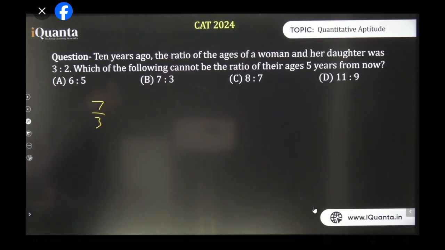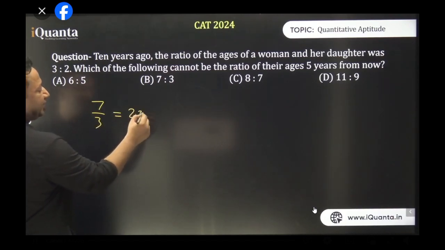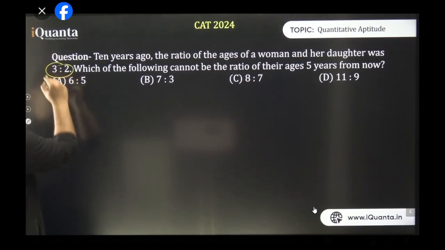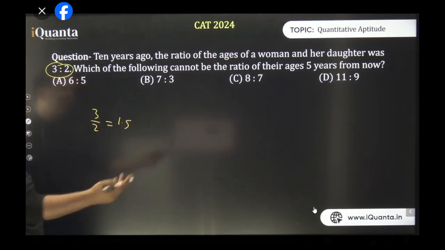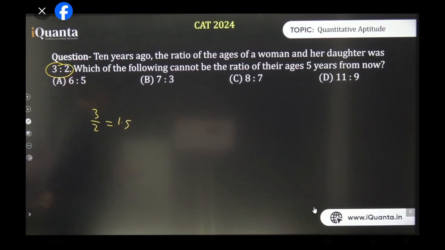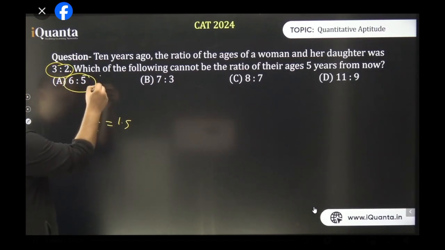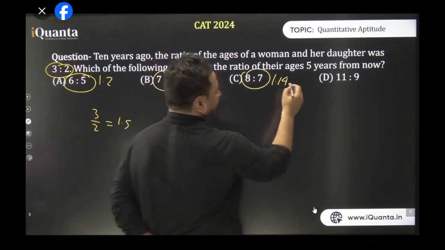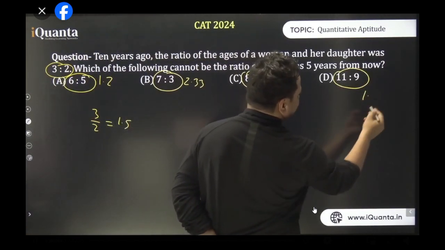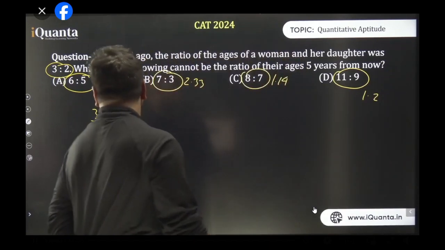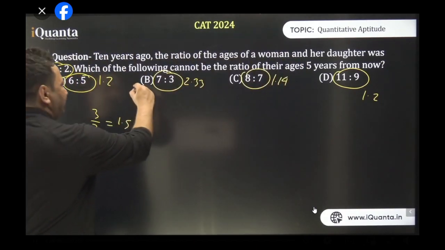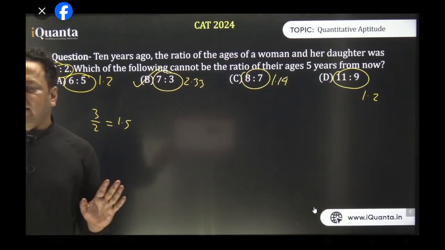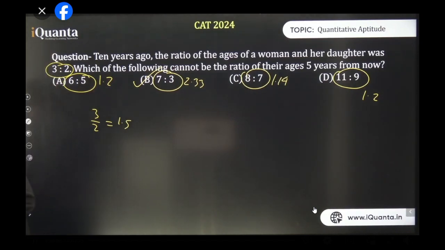I'm repeating it now, right? What is 7/3? 7/3 is 2.33. So whatever the correct answer should be, why am I writing 7/3? It will be 3/2, 3 is to 2. 3/2 is equal to 1.5. So our answer should be less than 1.5. Okay? 6/5 is 1.2. 7/3 is 2.33. 8/7 is 1.14. 11/9 is 1 point, how much? 2 something, right? So only B was not possible. The ratio value cannot increase, it has to decrease. It should not be more than 1.5. Clear?